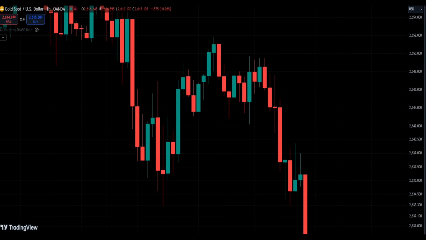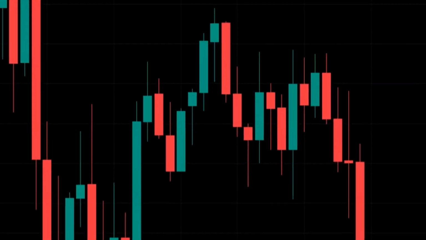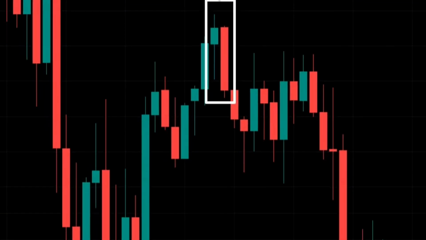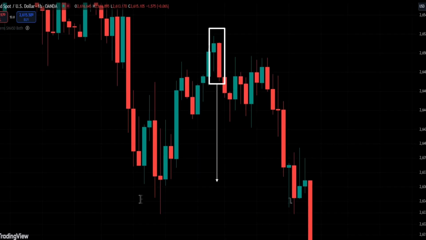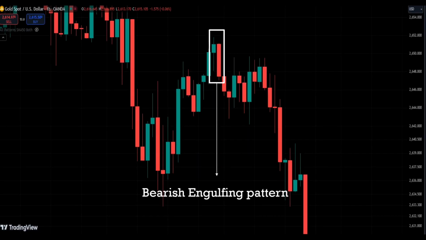In this chart, the main trend is downward. After a short upward movement as a correction, a bearish engulfing pattern forms. This pattern occurs when a large bearish candle engulfs the previous bullish candle, signaling that the downward movement is likely to continue and confirming the downtrend. It typically indicates that sellers are gaining more control than buyers at that point.